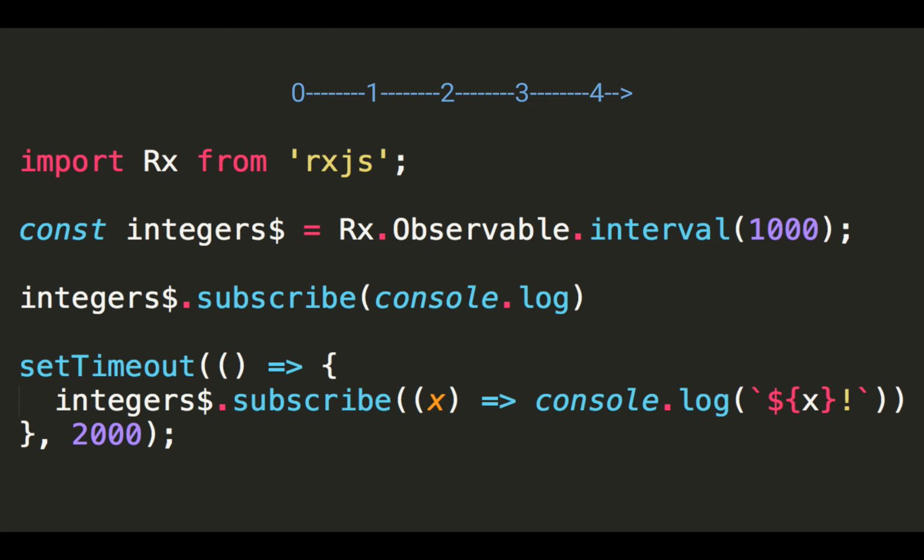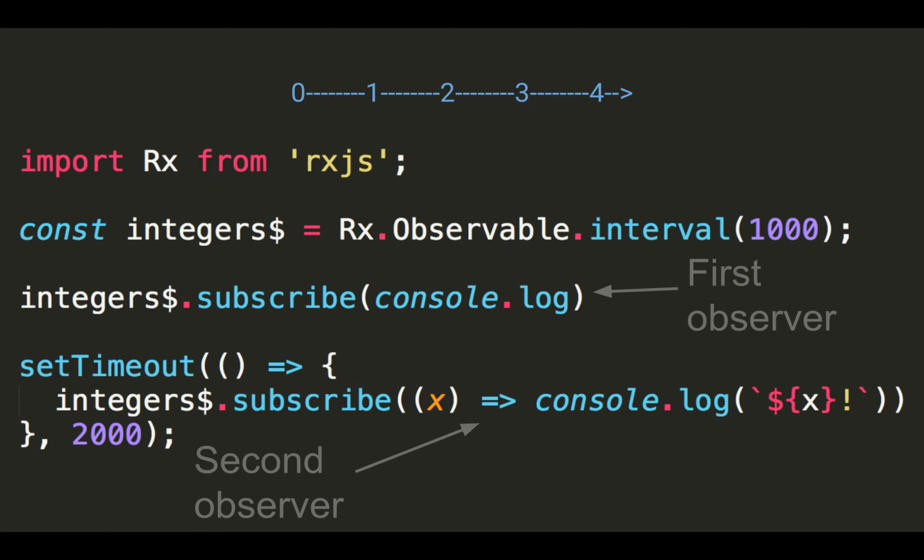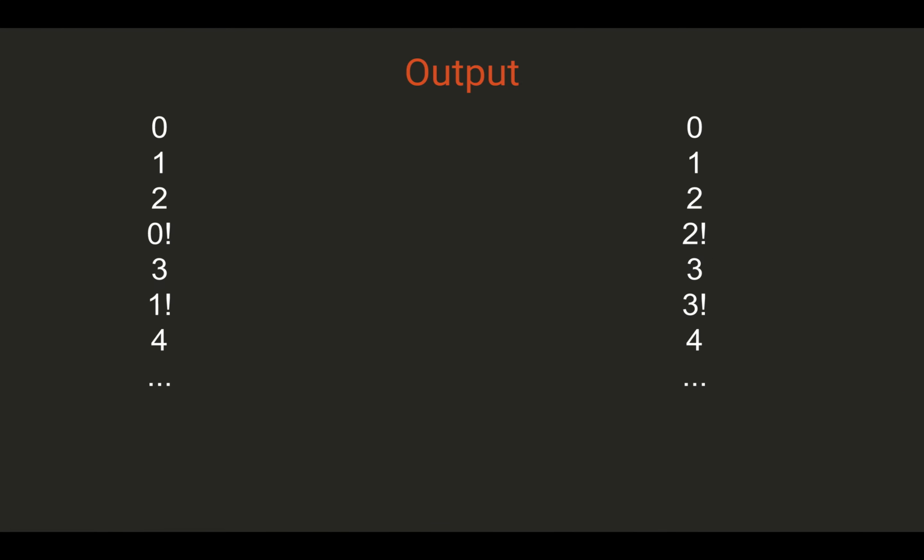Okay, so let's take a look at another example. So this time we're going to introduce a second subscriber. So we see once again the interval operator, which will create the 0, 1, 2, 3, 4, and then we immediately subscribe the console.log, and then after 2 seconds we subscribe again, and this time we're subscribing with a function that will take the value and console log the value plus an exclamation point. So first observer, second observer.